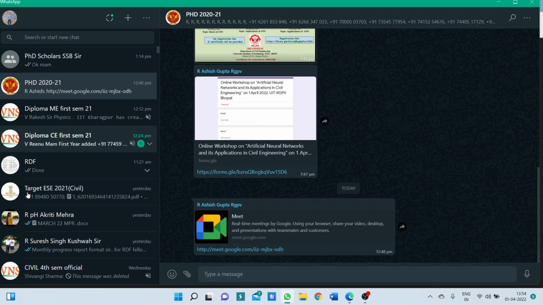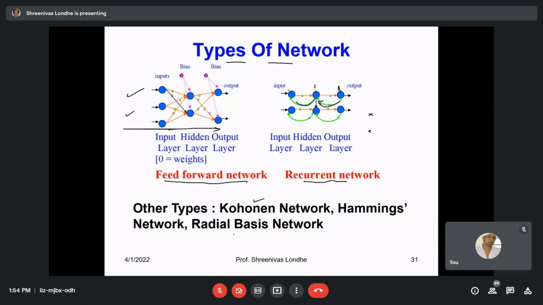Other network types are there: Kohonen network, Hamming network, radial basis network. But let us not go in depth with that because this is only a 3-hour session. We have to introduce artificial neural networks to you students only, not in depth, and we need to go with the applications also. How this artificial neural network is used to solve civil engineering problems is also our interest for this session. So let me just give you the information on transfer functions.